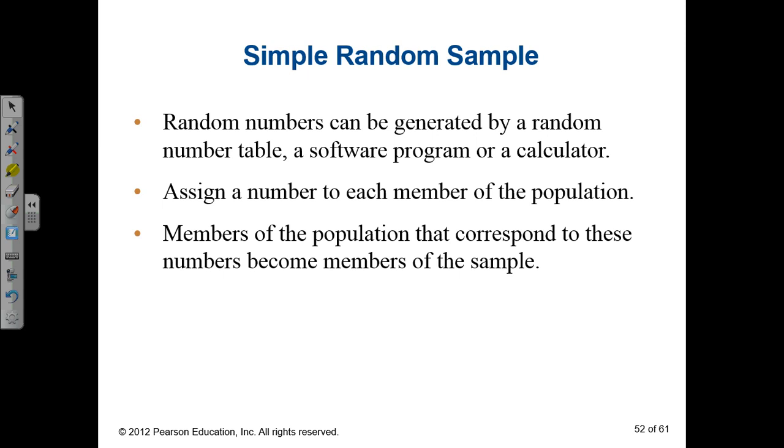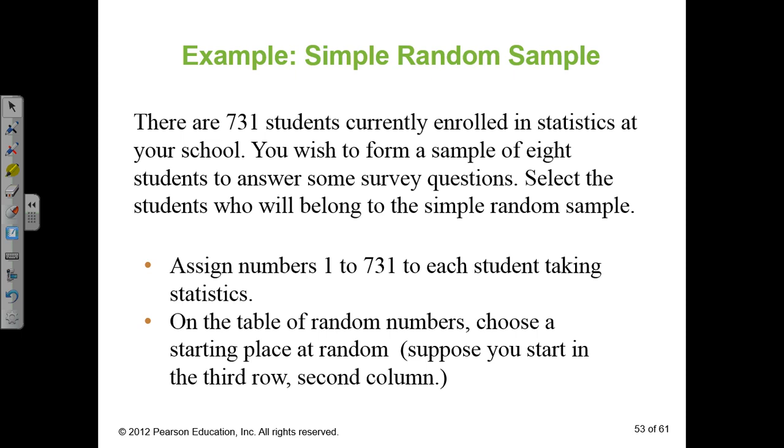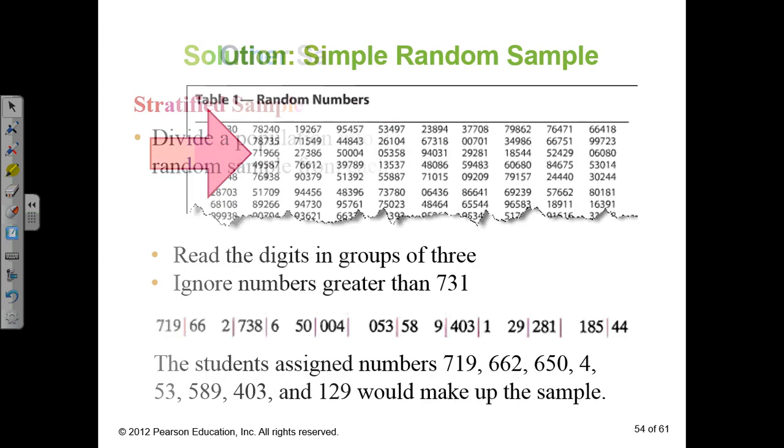Often a random number generator is used. You have them on calculators, and they have tables in the back of books. Nowadays you can do it on a calculator. But if you had 731 students and you wanted to form a sample of 8, you could assign the numbers 1 to 731, then either use a table of random numbers or your calculator that will randomly draw 8 numbers between 1 and 731.